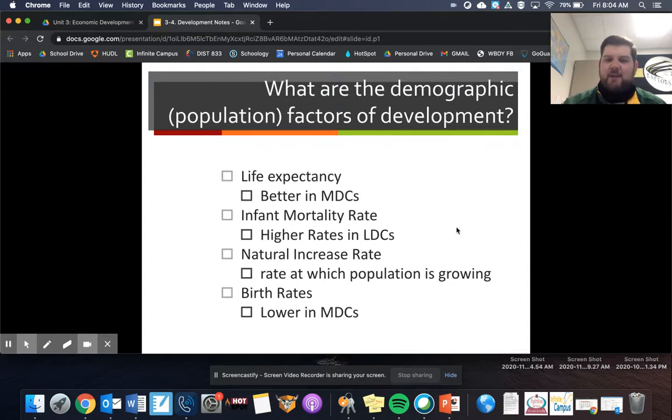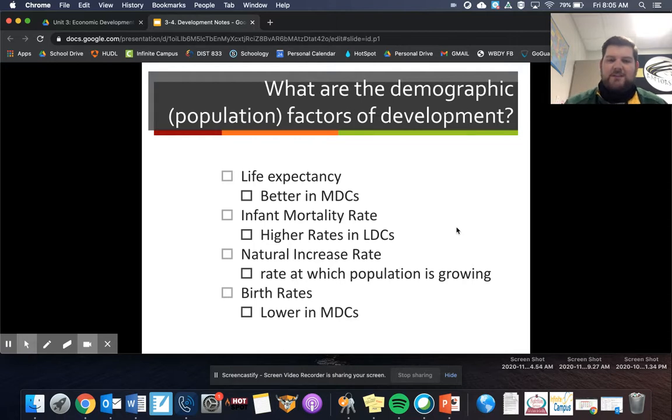Then lastly, the population factors that measure development. Life expectancy: if your life expectancy is higher, you're probably in an MDC. If it's lower, you're probably in an LDC. There's better medical technology and better knowledge in MDCs, therefore people live a little bit longer. Infant mortality rate is higher in LDCs. Less medical technology, more deaths.